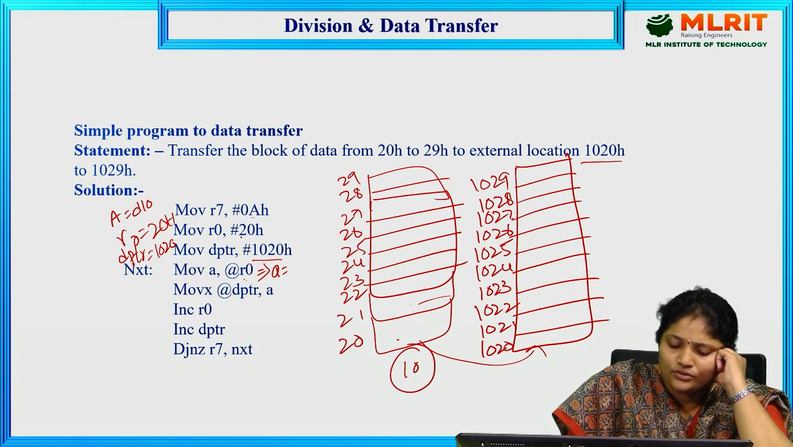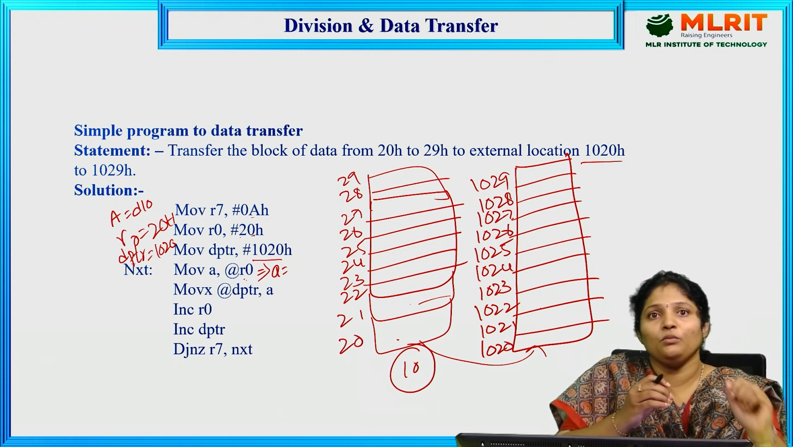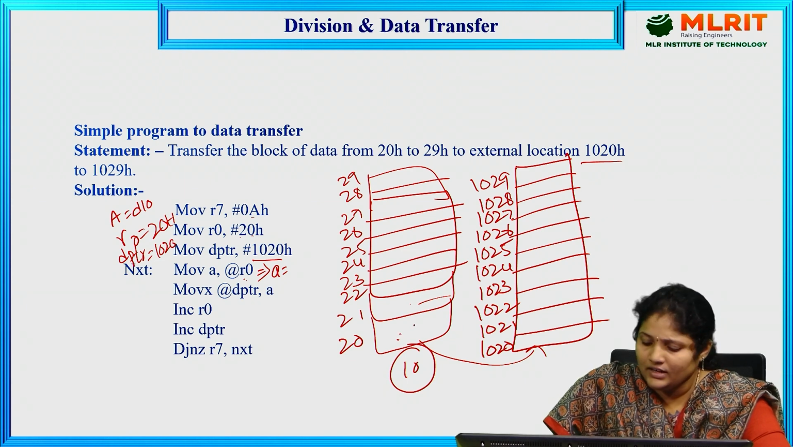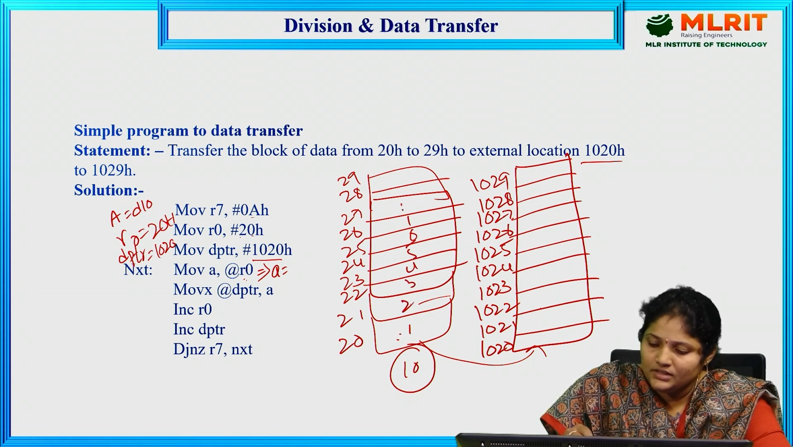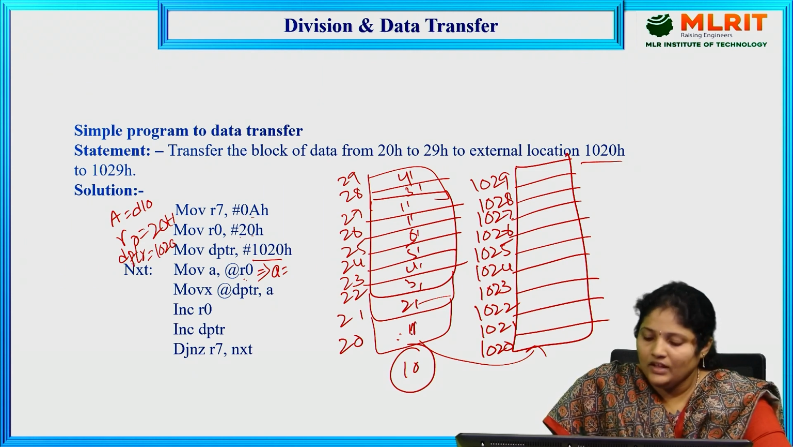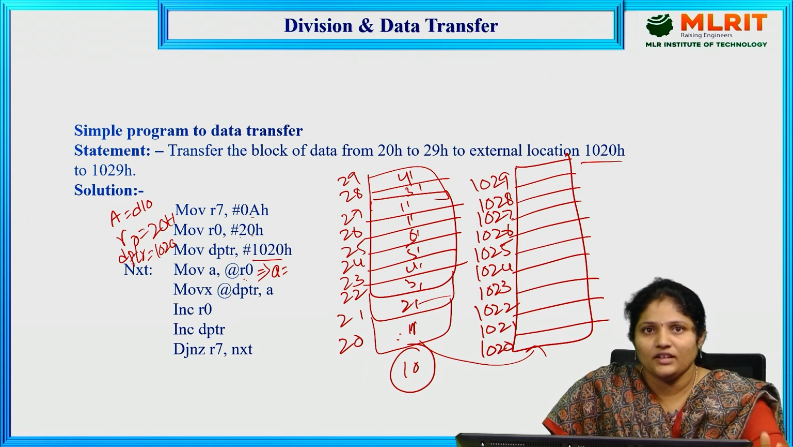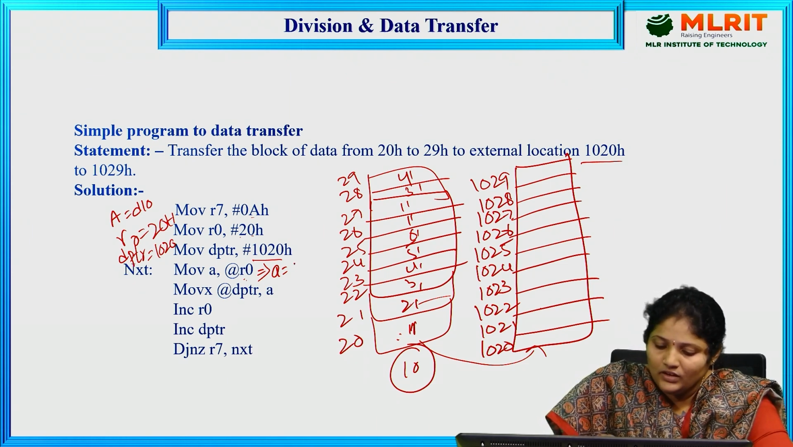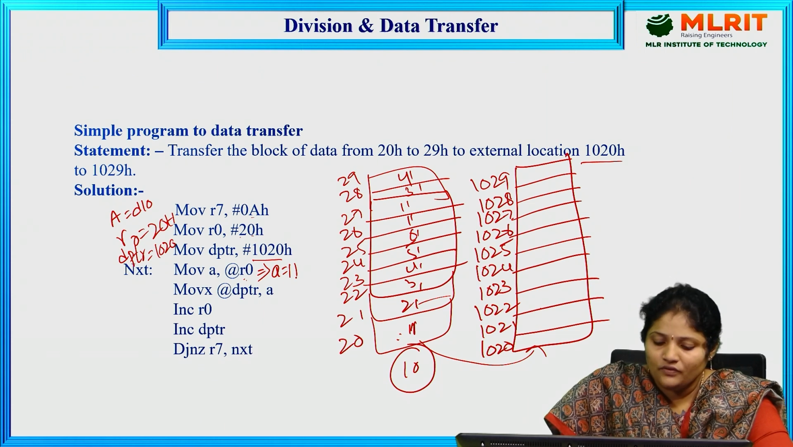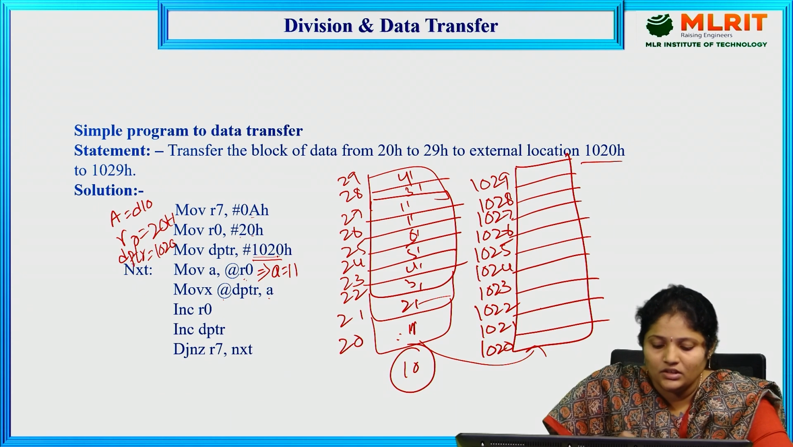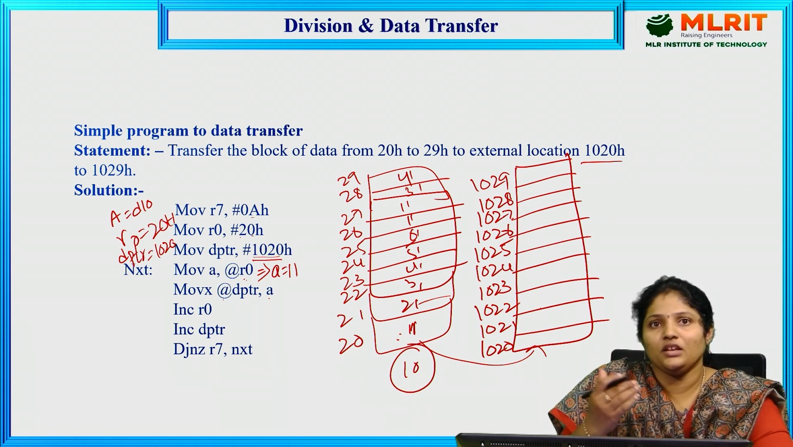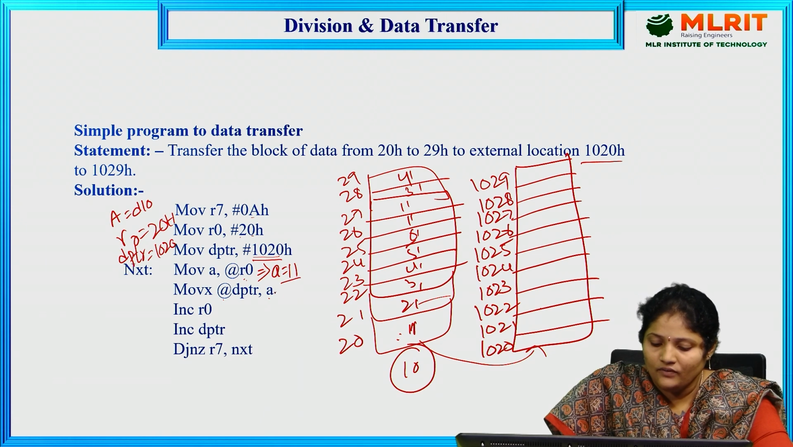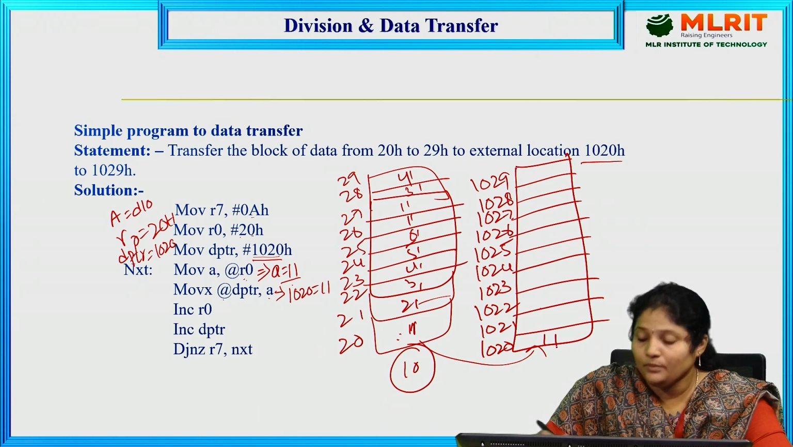What is the R0 value? 20. So the contents from 20 should be moved to the accumulator. What are the contents from 20? Let us consider 1, 2, 3, 4. Just for example, I was taking this. So here we have the data 11 that should be moved to the 1020 location. So this first 11 will be moved to the accumulator. From the accumulator, we need to transmit the data to DPTR. What is the data present in DPTR? 1020. So the 1020 location will have the data 11. After execution, 1020 is having the data 11. So the first byte has been transmitted.